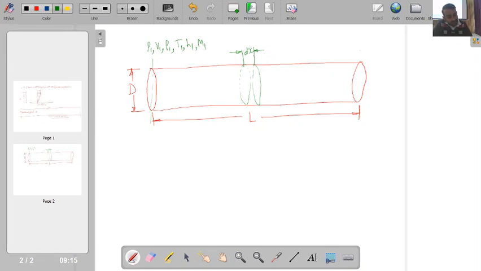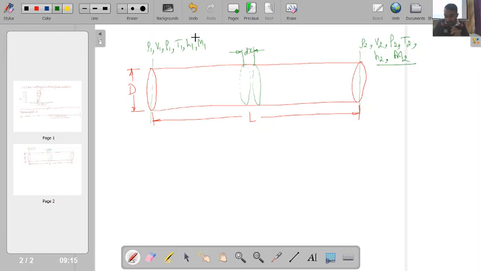So similarly I will be having at the exit of the pipe station 2, where I will be having properties say rho2, v2, p2, T2, h2 and M2, and this is quite evident that these properties at station 2 will be different than the property values at station 1.